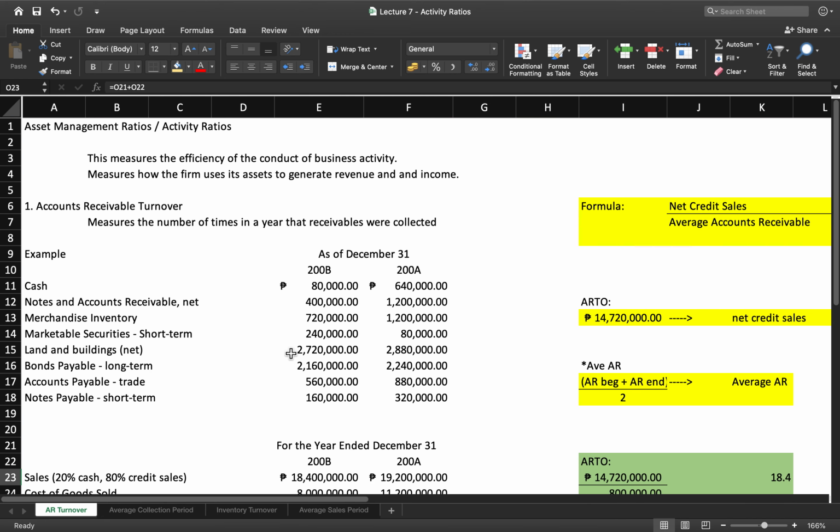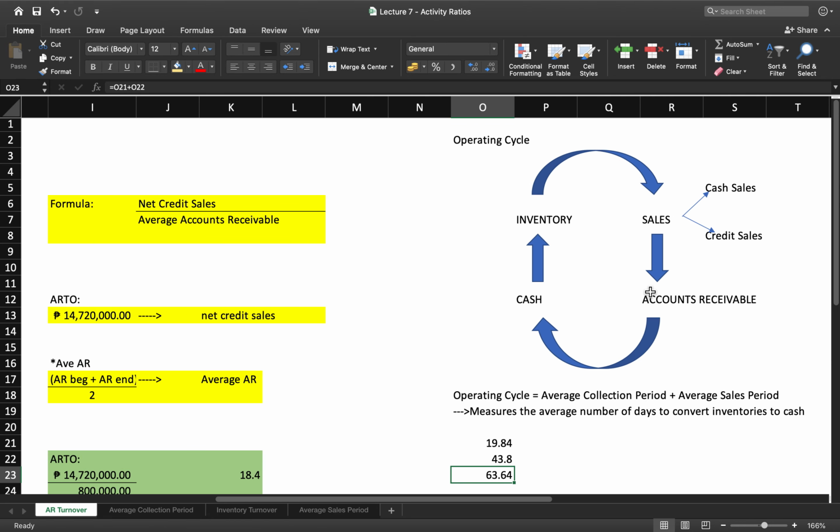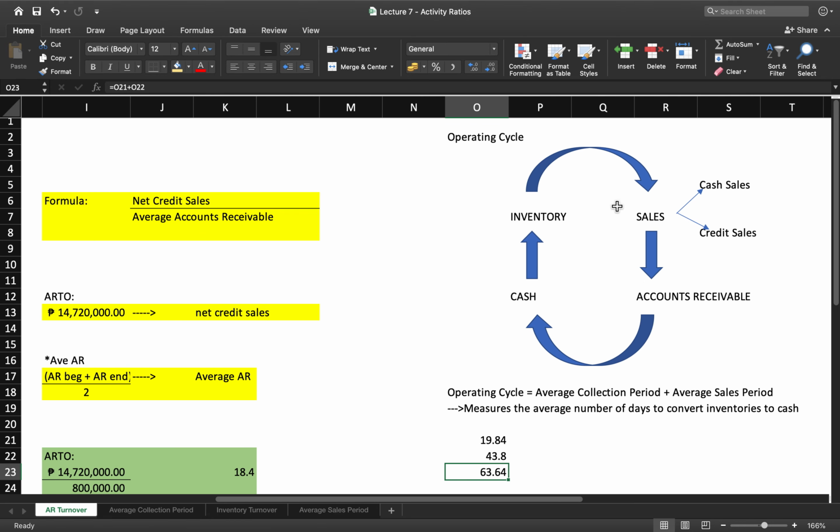So, that is our asset management ratios or the activity ratios. So, again, this measures the efficiency of the conduct of business or measures how the firm uses its assets to generate revenue and income. So, in other words, ito yung utilization ng company, proper use niya sa kanyang assets in order to generate sales, ultimately cash, and to maximize profit. So, yun lang class.